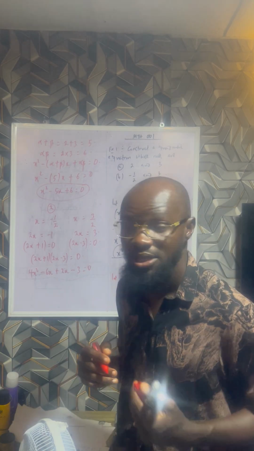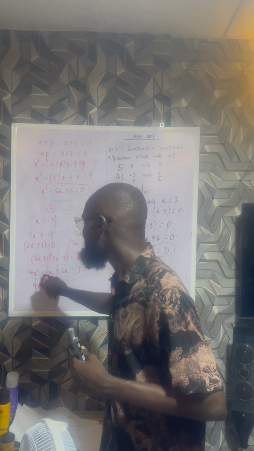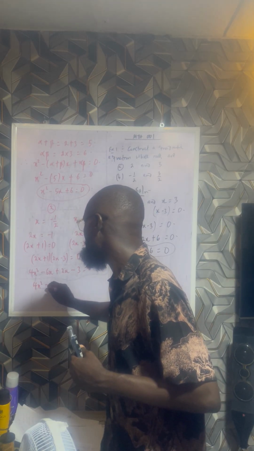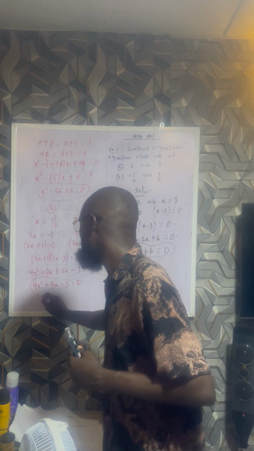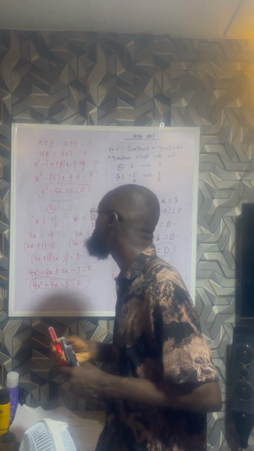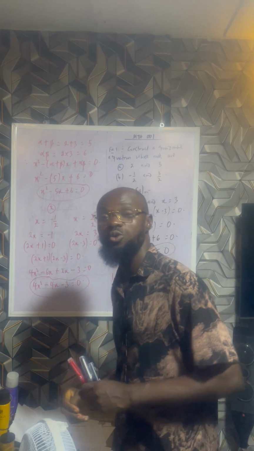So in that case, we are going to have 4x squared minus 6x plus 2x, which is minus 4x, minus 3 is equal to 0. So this will be my quadratic equation whose roots are minus 1 over 2 and 3 over 2.